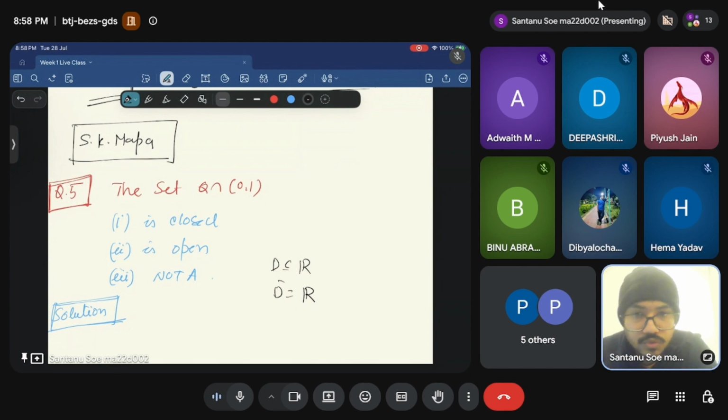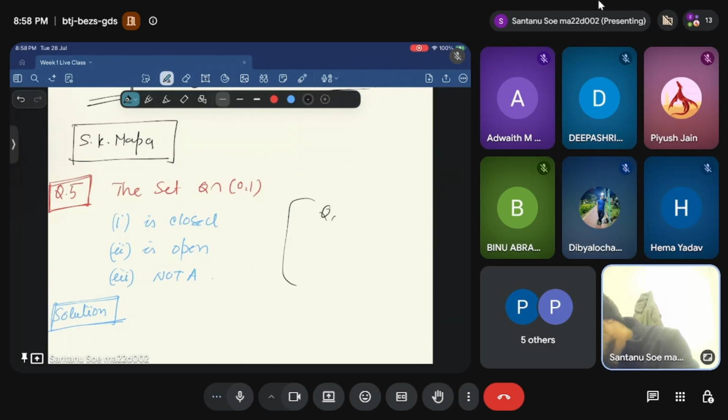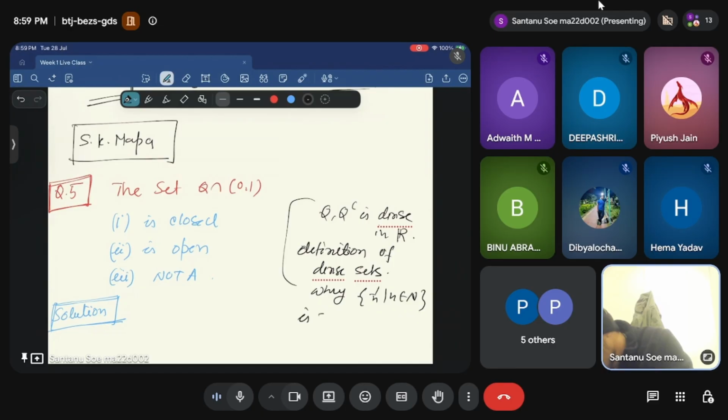So I encourage everyone to go through the denseness of Q in R. I'm going to write it here. Q is dense, Q and Q complement are dense in R, and the definition of a dense set. And also why the set of 1 by n, such that n belongs to the naturals, is not dense in the open interval (0,1). You can try to find answers to these questions when you have some free time. This is just an exercise, not part of the assignment, because the goal is not just to solve assignments, the goal is to have an understanding of the topic, right?